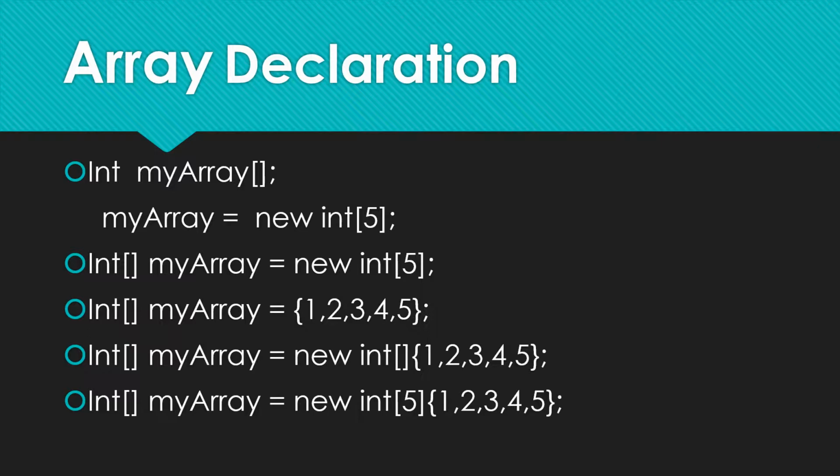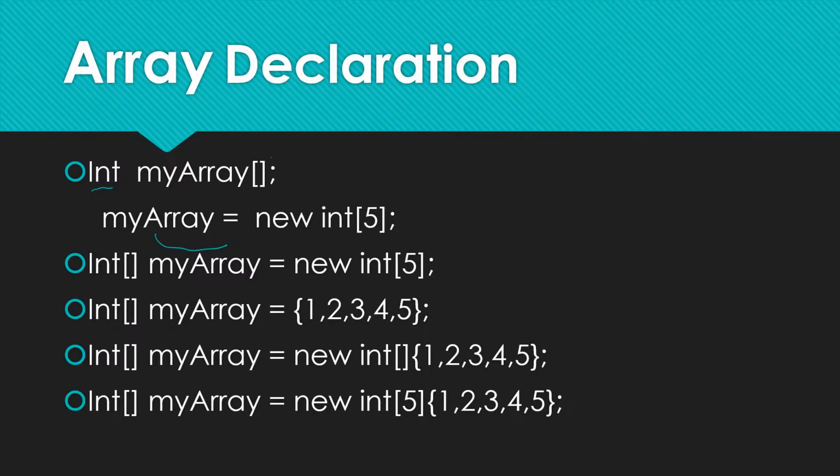Now we are going to see about the array declaration. Here we are specifying the type of the array, integer, and then we are declaring the array. We are giving some name for the array, and then we are using the square brackets. This is the way we declare the array. And then we are initializing the array here. myArray is equal to new int of, we are specifying the size of the array as 5.